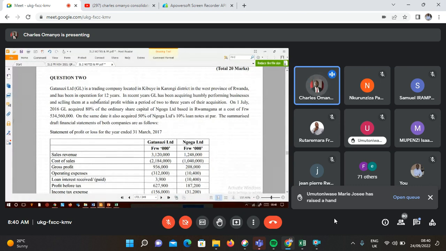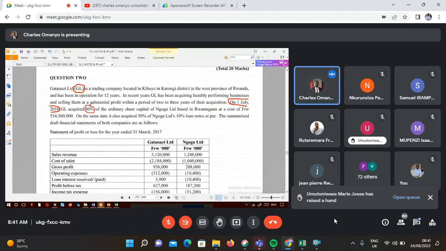So Gatanazi Limited is a trading company located in Kibuye in Karongi district in the West Province of Rwanda, and has been in operation for 12 years. This is the parent. In recent years, GL has been acquiring poorly performing businesses and selling them at a substantial profit within a period of 2 to 3 years after their acquisition. On 1st July 2016, this is the first date you need to take note of.